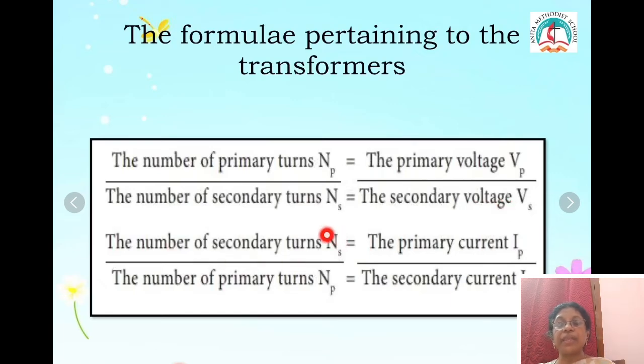Next, the number of secondary turns Ns by Np is equal to the primary current Ip by the secondary current Is. The number of turns in the secondary coil Ns is directly proportional to the primary current Ip, and the number of turns in the primary coil Np is proportional to the secondary current Is. Do you understand what I am trying to explain?